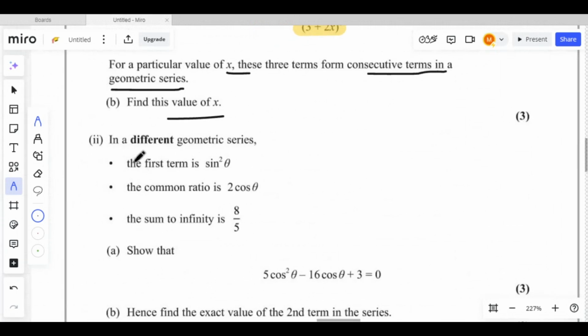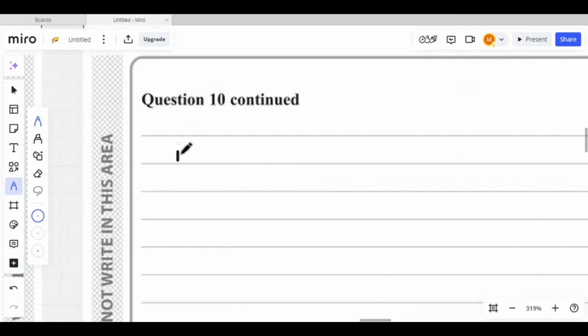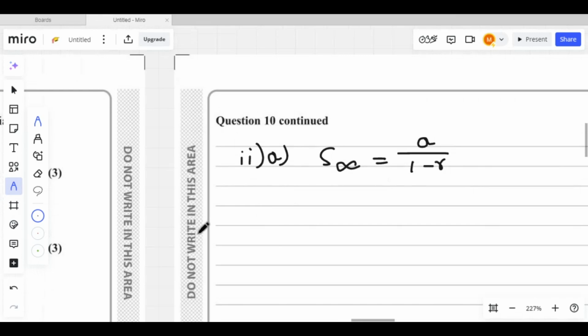Okay. For part 2, in a different geometric series, the first term is sine squared theta. Common ratio is 2 cos theta. The sum up to infinity is 8 over 5. Show that this equation holds. Okay, fine. So the first term is given, the common ratio is given, the sum to infinity is also given. So for part 2a, what's the formula for sum up to infinity? This is a over 1 minus r.